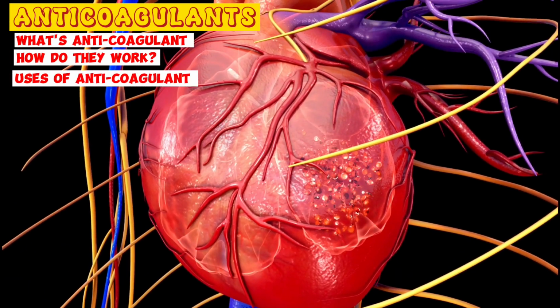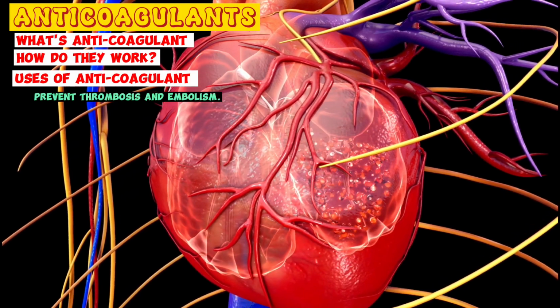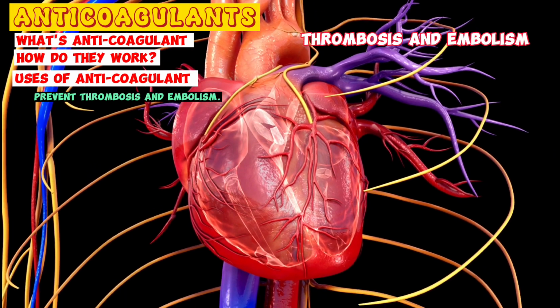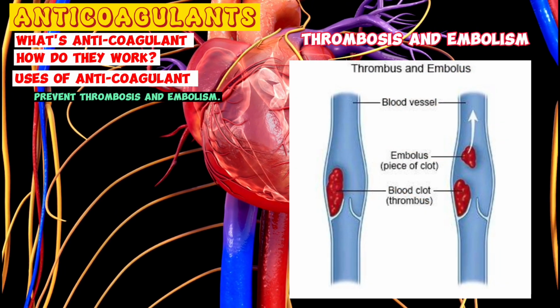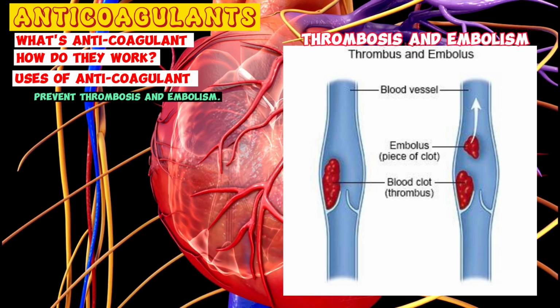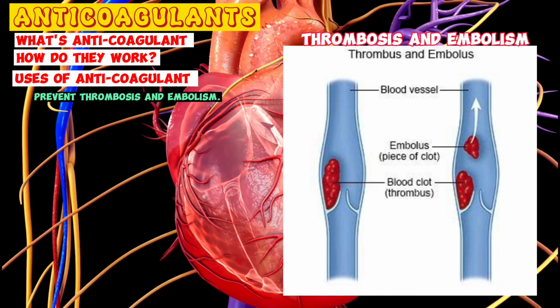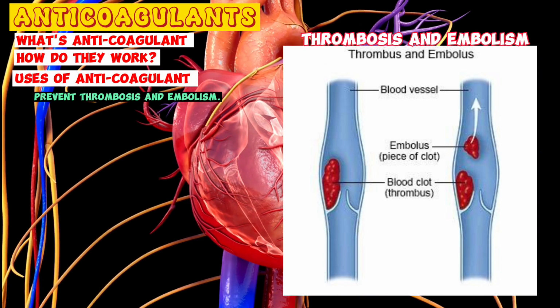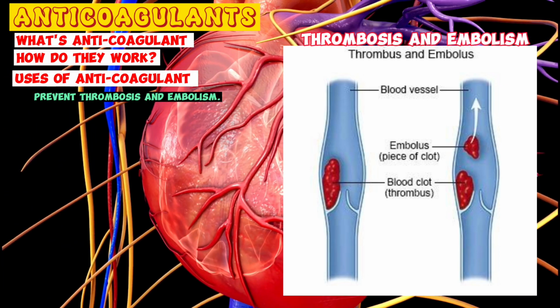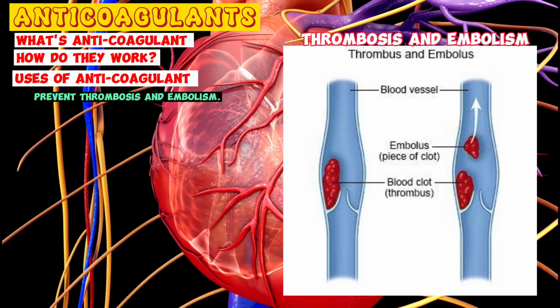Uses of anticoagulants: prevent thrombosis and embolism. What's the difference between thrombosis and embolism? Thrombosis happens when a blood clot, or thrombus, grows in blood vessels. This can reduce blood flow. An embolus is any foreign material that travels within the body. If it becomes stuck and severely blocks the flow of blood, the issue is called an embolism.